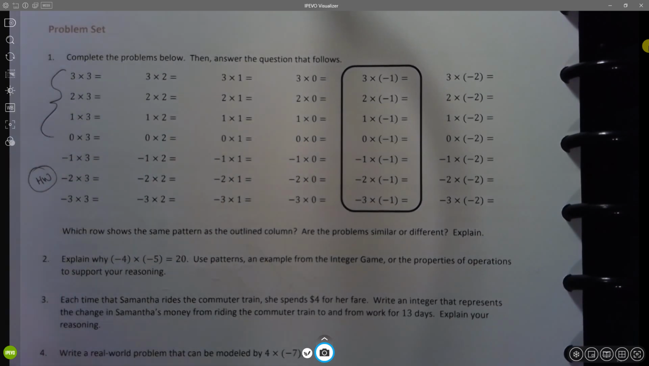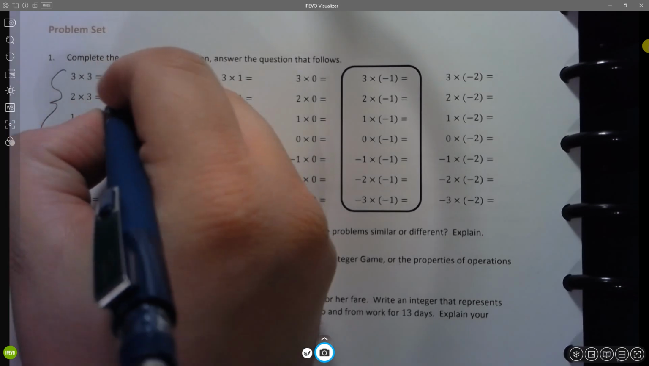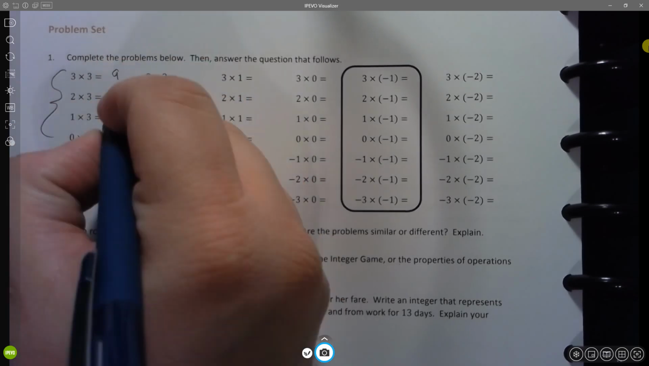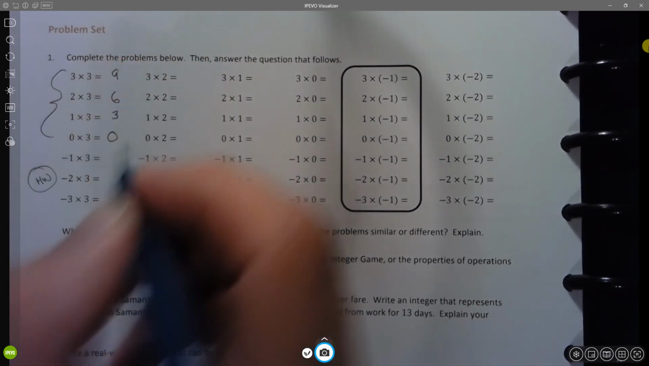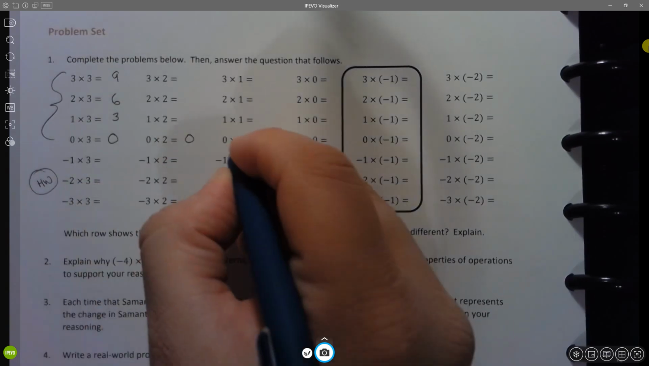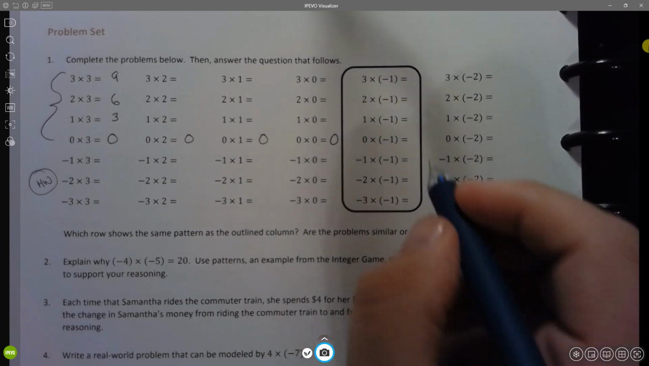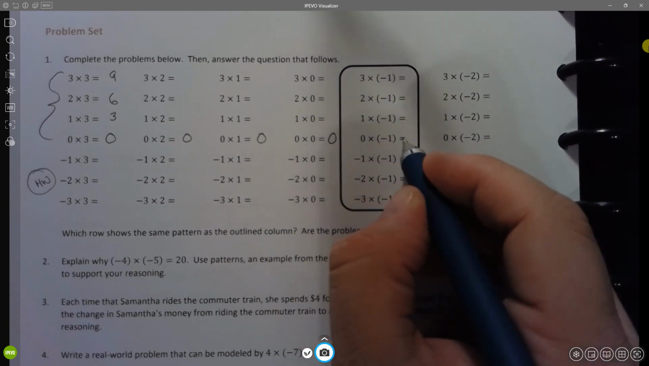Okay. So 3 times 3 is 9. 2 times 3 is 6. 1 times 3 is 3. 0 times 3 is 0. 0 times 2 is 0. 0 times 1, 0. 0 times 0, 0. 0 times a negative 1.